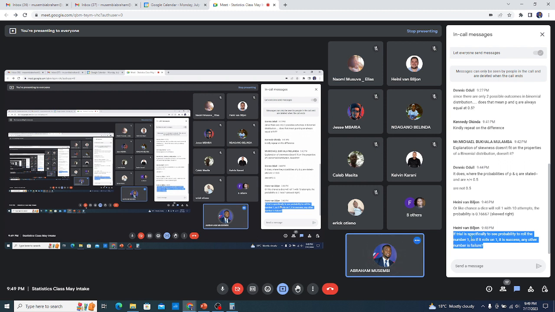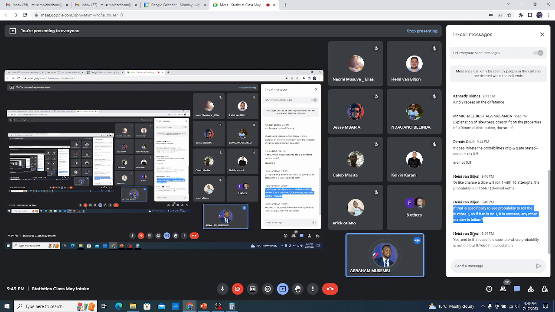Yes, and when you take it in that way, then the point of skewness will apply. That's an example of where the probability is not equal to 0.5. Yes, that's okay. Thank you very much, Aini, for that additional comment. That's awesome.